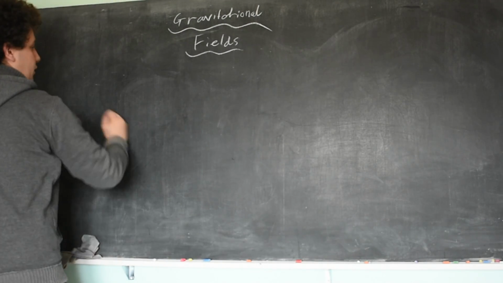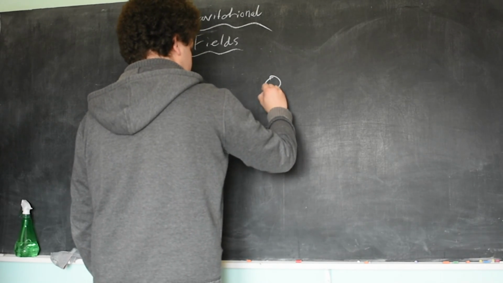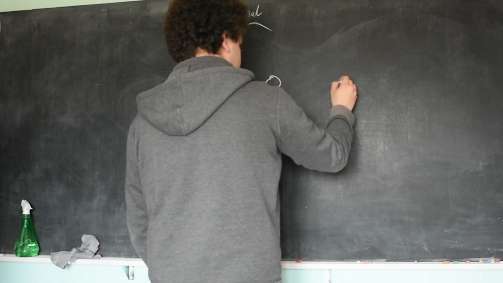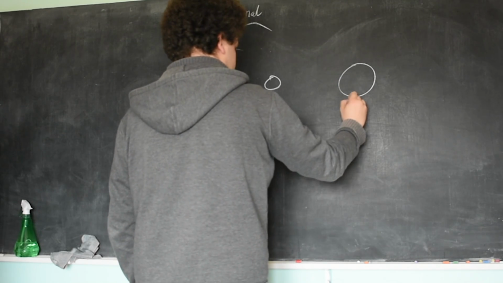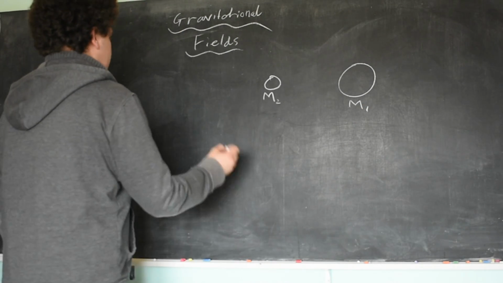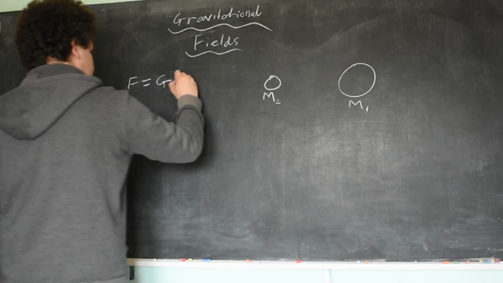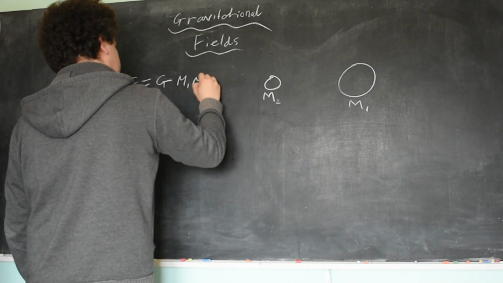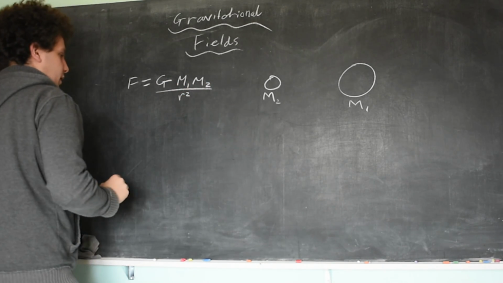So the force between 2 point masses is equal to big G of mass 1 times mass 2 over r squared, following the inverse square law.